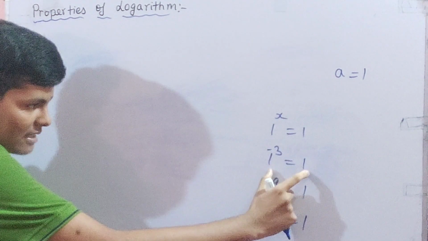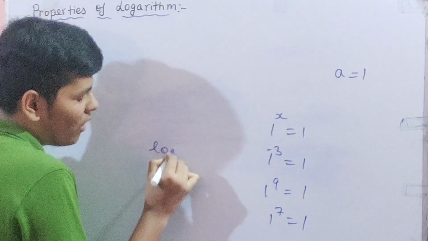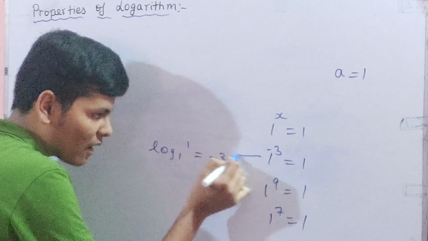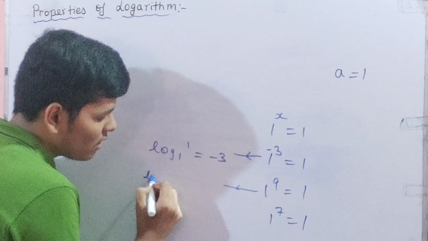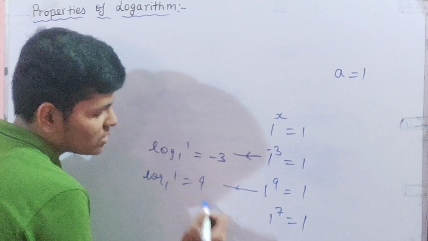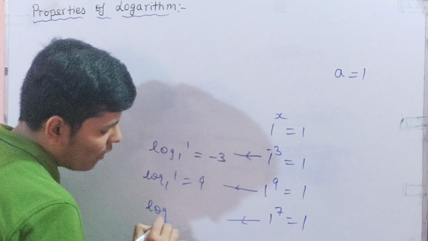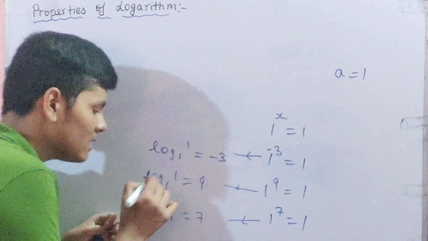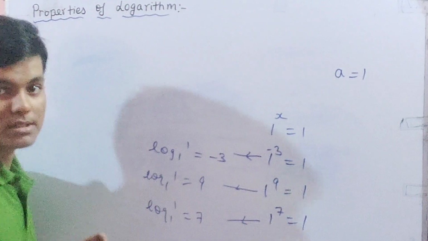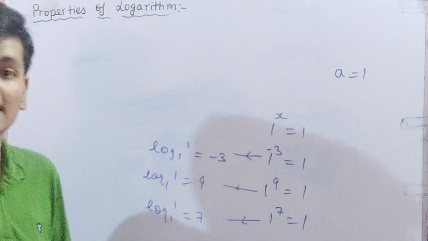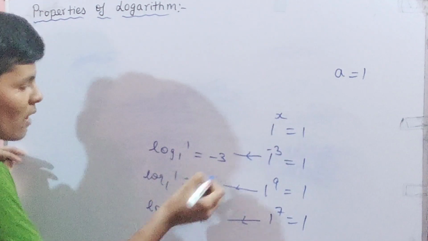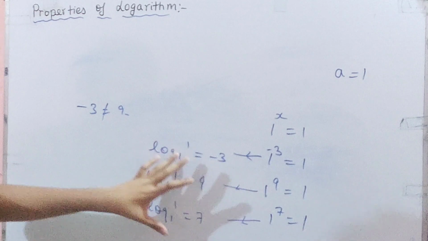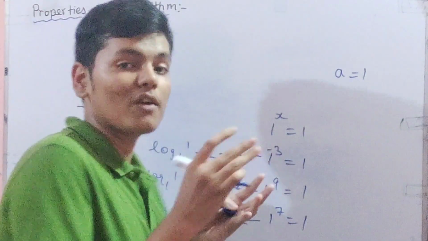If I try to write this in terms of logarithm, log of 1 to the base 1 is equal to minus 3. According to this, log of 1 to the base 1 is equal to 9. According to this, log of 1 to the base 1 is equal to 7. Again the same issue arises over here. One input has multiple outputs. Then that is not a function. So hence, according to this, minus 3 would be equal to 9, and that is not possible. So this is also one area where a conflict arises.